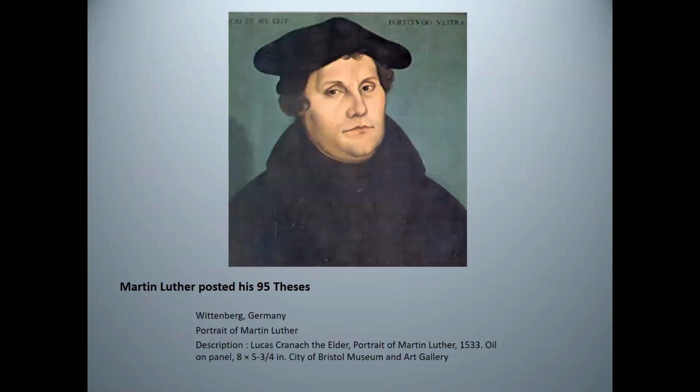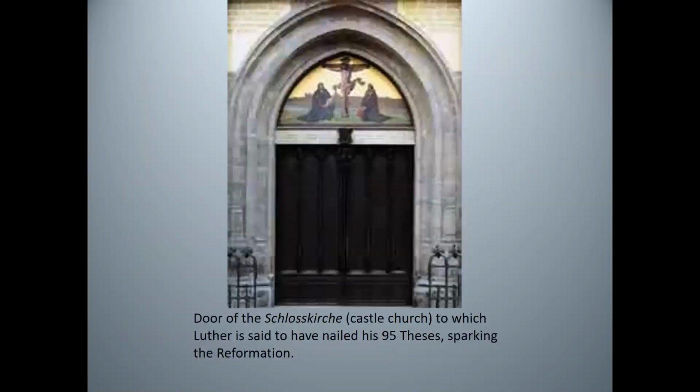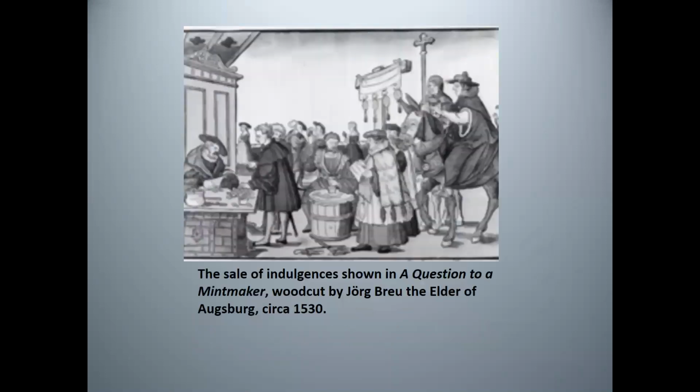In 1517, the German priest Martin Luther publicly rejected several doctrines of the church by nailing his ideas for reform, the 95 Theses, to the door of the church in Wittenberg, Germany. This is a portrait of Martin Luther by the artist Lucas Cranach the Elder. This is the door of the church to which Luther is said to have nailed his 95 Theses. One of Luther's criticisms of the church was the sale of indulgences, shown here in this woodcut.